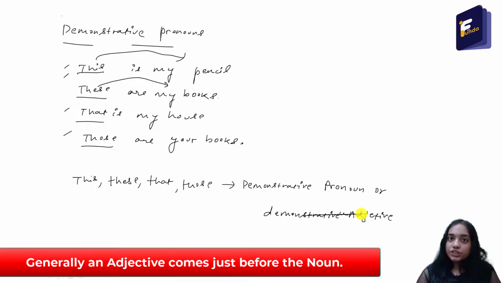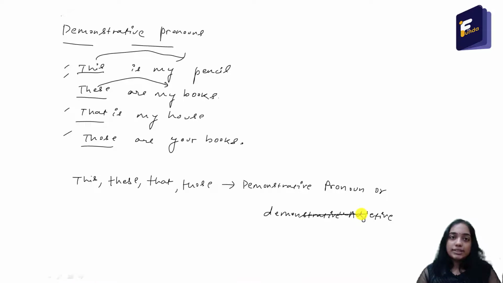Generally, an adjective comes just before the noun. But this is not always the case, because in some cases the adjective doesn't come just before the noun, it can come somewhere else in the sentence. In most cases an adjective comes just before the noun. But to find out which word is an adjective, you have to think about the definition: an adjective is a word that describes the noun. Okay, now we are clear what an adjective is.